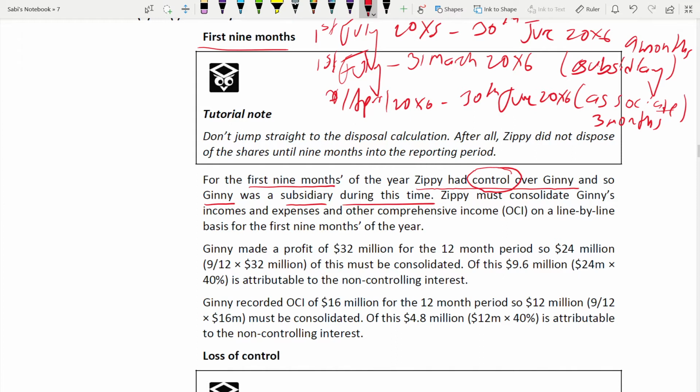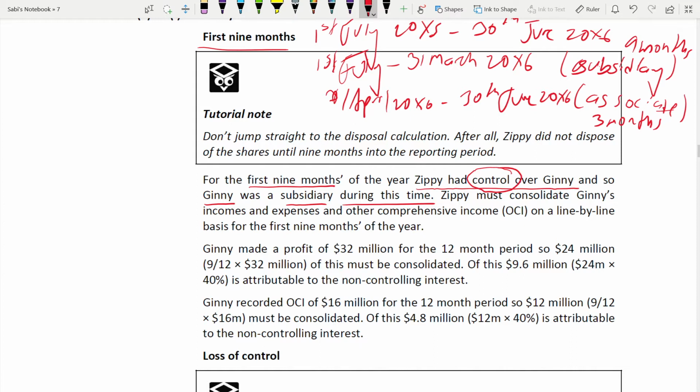Or there is another way of writing this sentence. So many ways are there, but one way, for example, for those students who are saying how to write this in your own words, okay? So you can write that Guinea is a subsidiary for the first 9 months because Zippy has a control over Guinea. You can even write the percentage, 60%. Therefore, they need to consolidate. So you can write like this also. So many ways are there, okay?